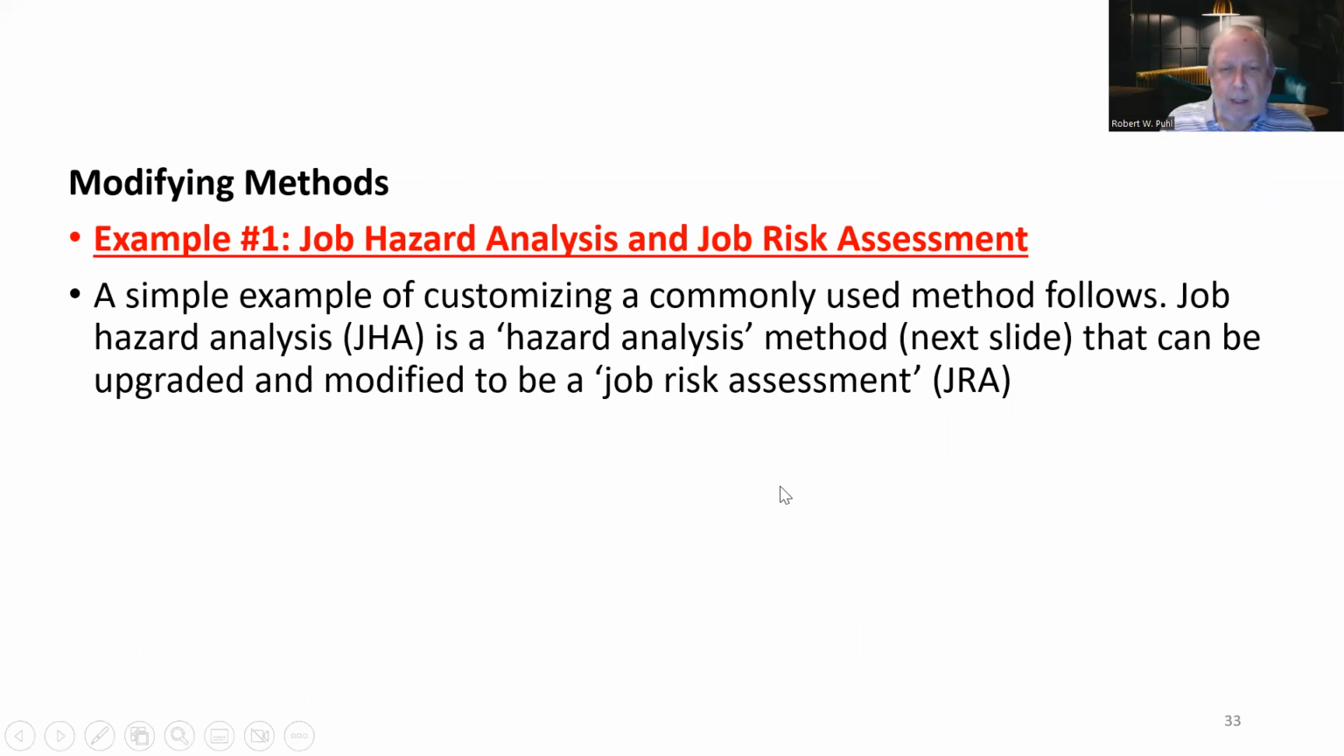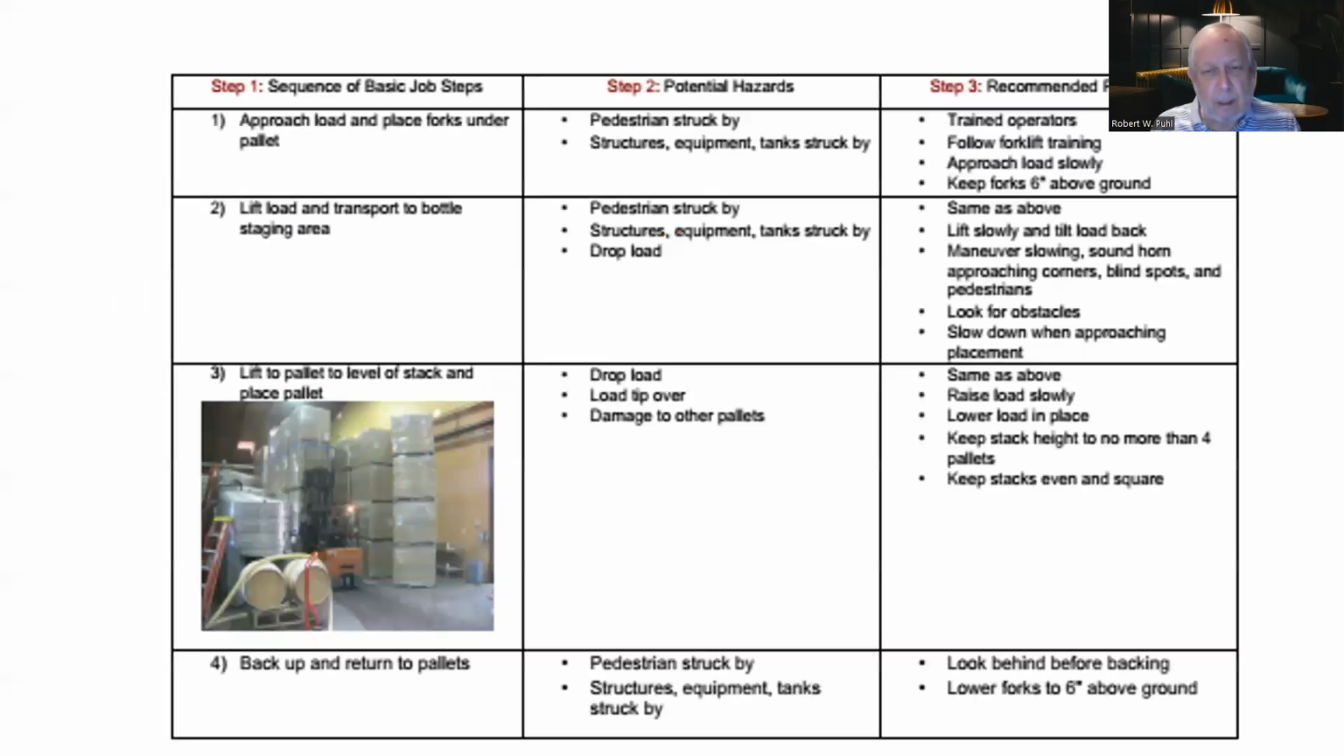Example 1, job hazard analysis and job risk assessment. This is modifying the methods again. A simple example of customizing a commonly used method follows. Job hazard analysis is a hazard analysis method that can be upgraded and modified to a job risk assessment. So we'll look at this. So this is the job hazard analysis.